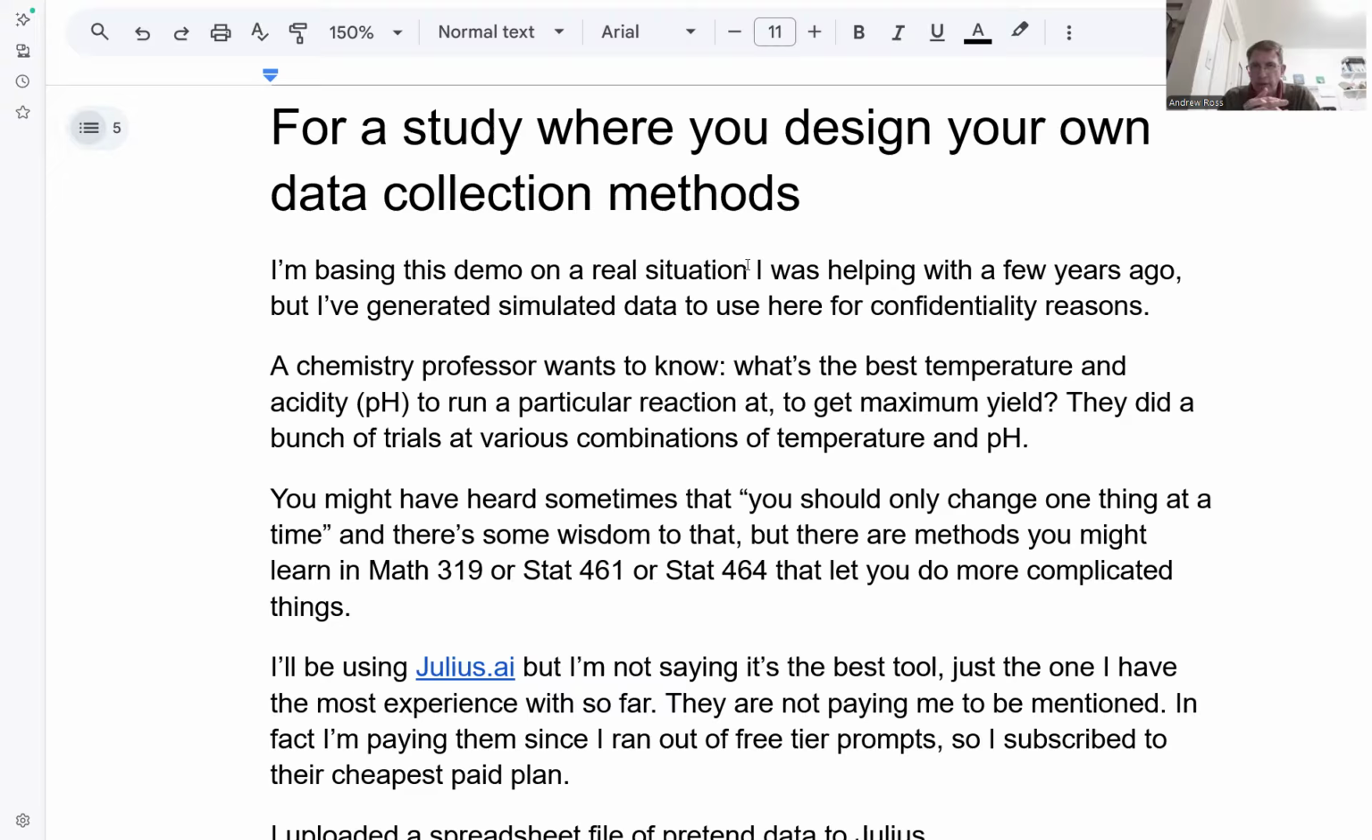You might have heard that sometimes you should only change one thing at a time when doing statistics or experiments. And that's true at kind of the Stat 101 level. But there are some methods that you might learn in a higher level math or stat class that let you do more complicated things, and we're going to preview some of those.